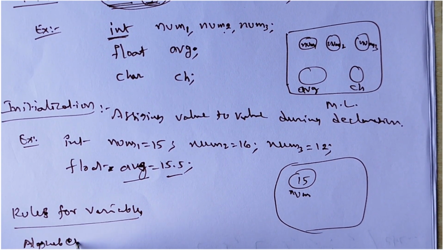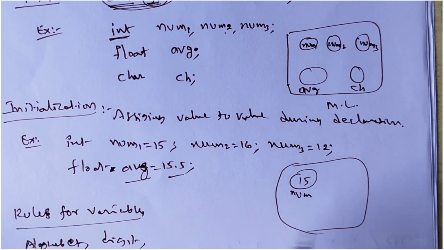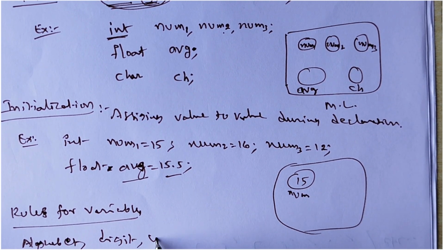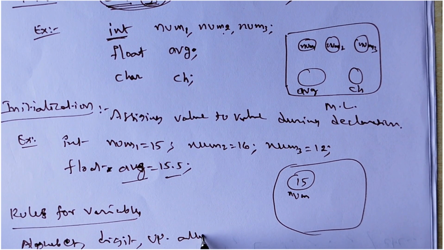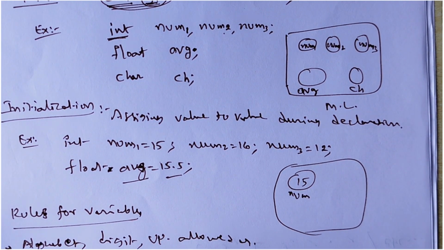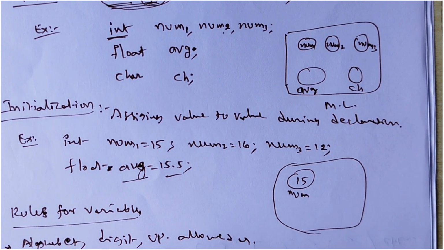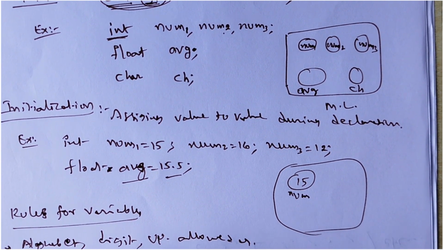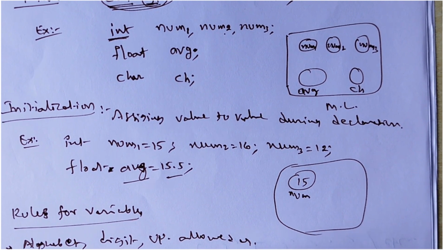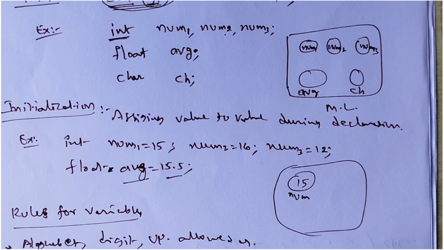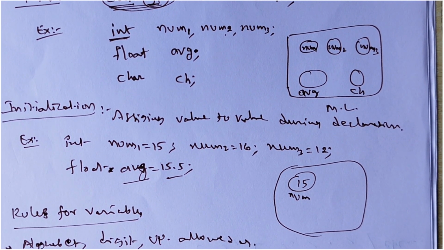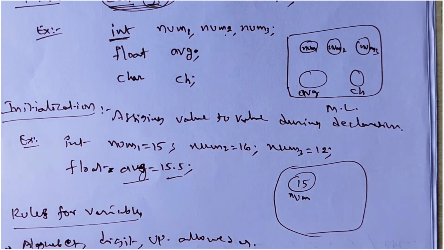alphabets, digits, and uppercase can be allowed to declare variables. A variable starts with either an alphabet or an underscore. Okay, start with what? A variable starts with alphabets or underscore. Okay, no white space is allowed in a variable.